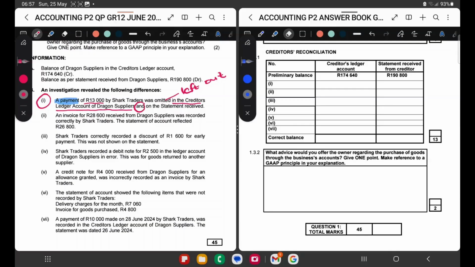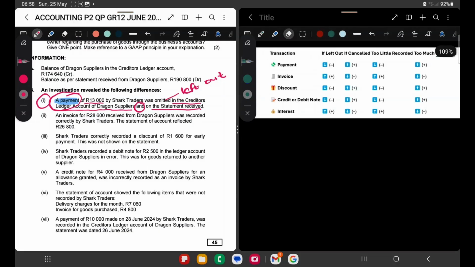And on the statement. So the mistake is in two places. The mistake is in the ledger and on the statement. So something was left out. So according to my tips, if you go to that template that I made, if a payment is left out, so can you see here, grade 12? Here's our little template. If a payment, so we must minus the amount.